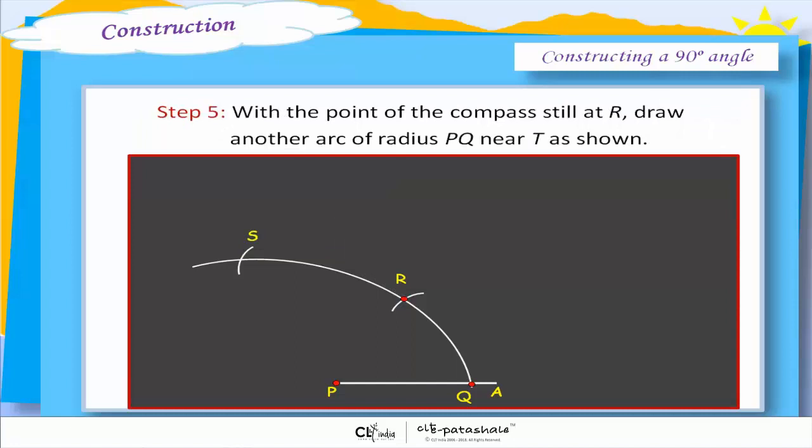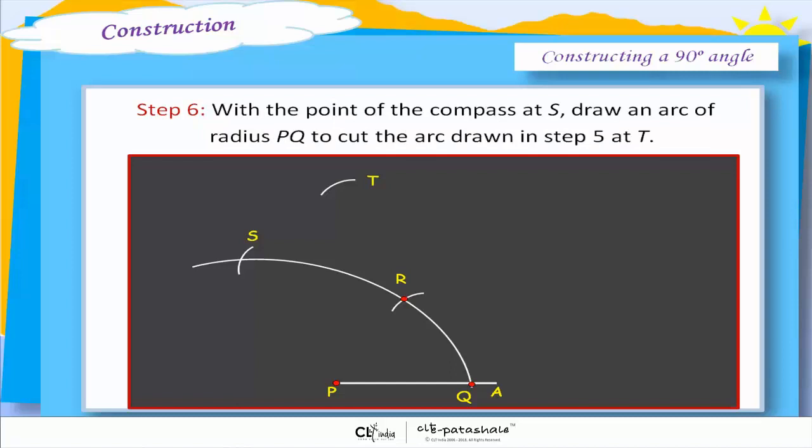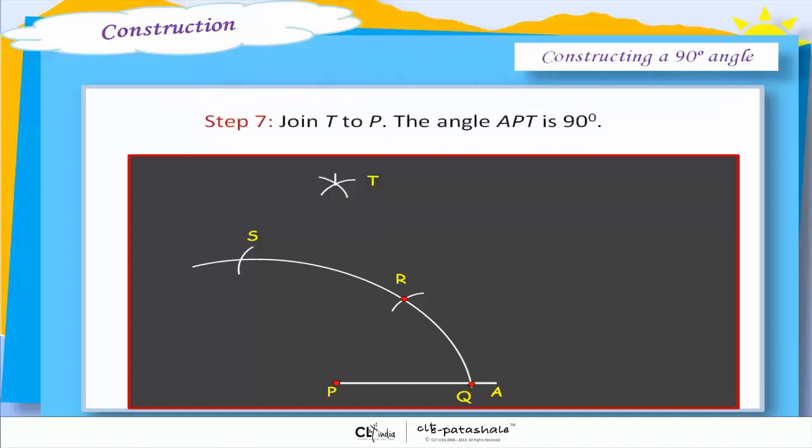Step 5. With the point of the compass still at R, draw another arc of radius PQ near T as shown. In the sixth step, with the point of the compass at S, draw an arc of radius PQ to cut the arc drawn in step 5 at T. Step 7. Join T to P. The angle APT is 90 degrees.